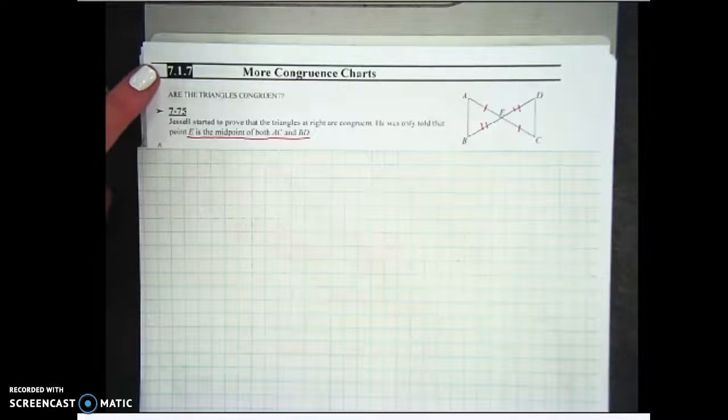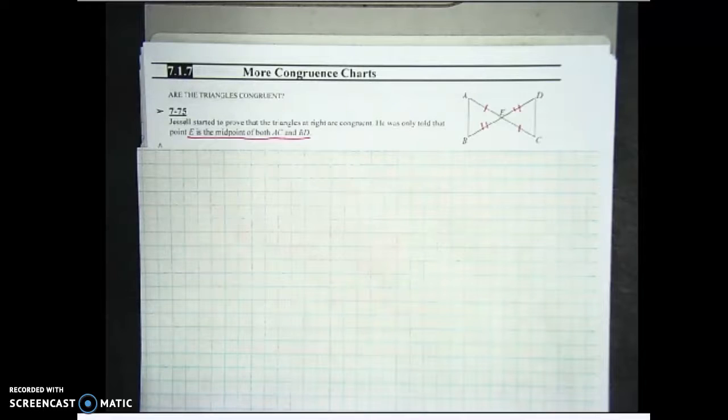Question 717, which is titled More Congruence Charts. We're going to answer the question, are the triangles congruent? So question 775 says, Jessel started to prove that the triangles at right are congruent.